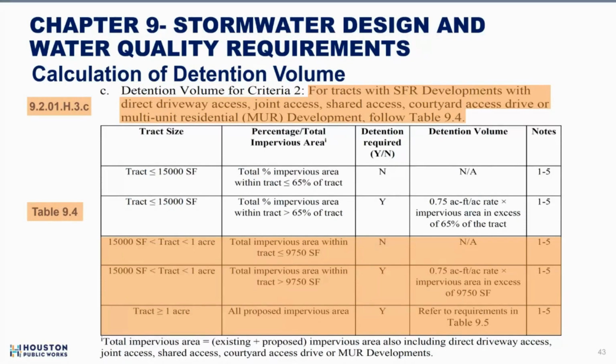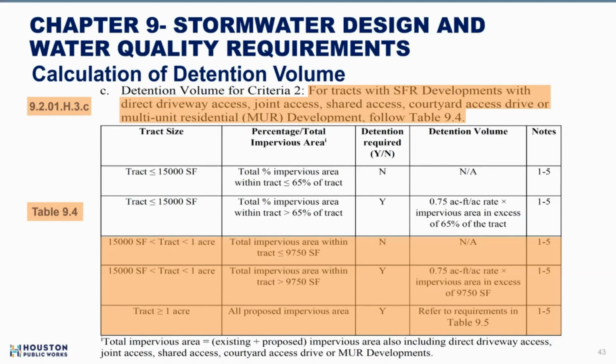The third and fourth rows are for the tracts between 15,000 square feet and 1 acre. These tracts will receive a proportionally divided 9,750 square feet of detention exemption. If the total impervious area is above 9,750 square feet, then detention is required at a 0.75 acre-feet per acre rate. In other words, let's say there is a tract with 2 lots, so the 9,750 square feet of impervious credit should be split between these 2 lots.